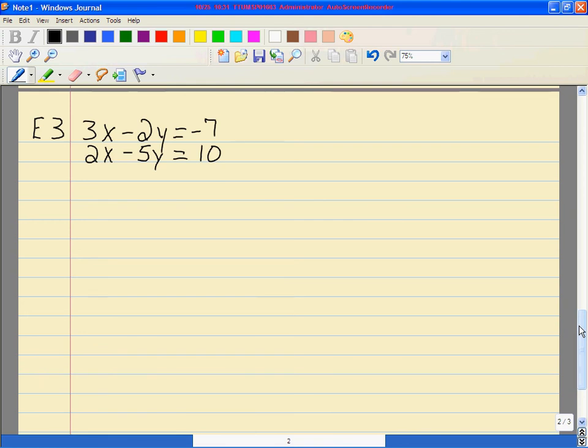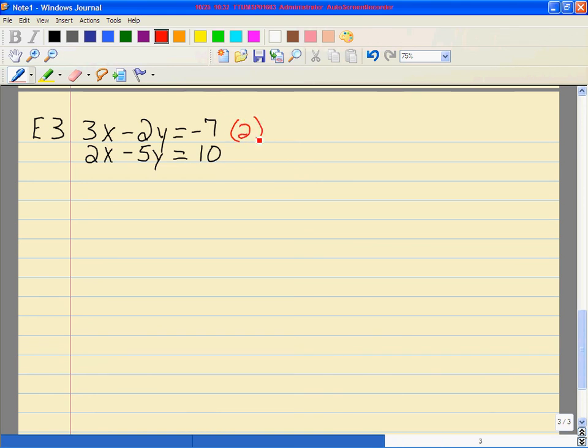The least common multiple of the coefficients of my x, 2 and 3, would be 6. The least common multiple for my coefficients of y, 2 and 5, is going to be 10. So I can cancel either one of those fairly easy, but I'm going to have to multiply either one of those, or both equations, by something to get that to happen. I'm going to go ahead and just cancel out the x's here. So my least common multiple is 6.